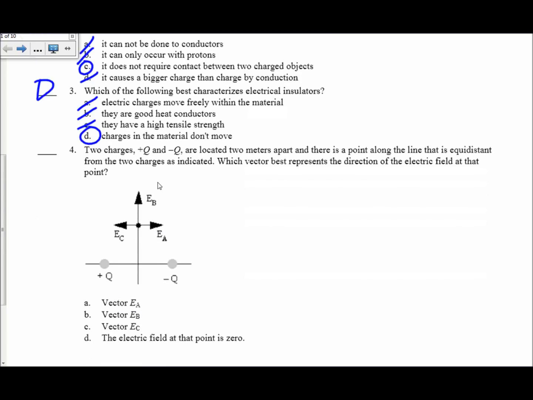I have these two charges located. Which vector gives the electric field? All right. Due to this charge, the electric field is in this direction. Due to this charge, the electric field is in that direction. So the net electric field looks like that. So that is EA.